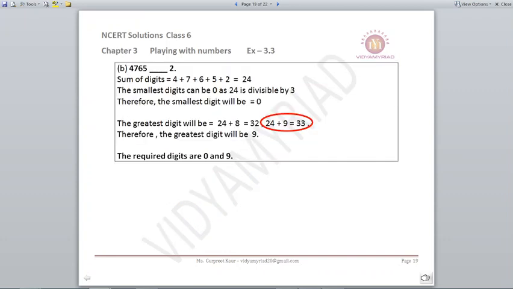For the next one, 4, 7, 6, 5, dash and 2. Add them together, it gives you 24. And you know 24 is already divisible by 3. So the digit can be 0 also over here. So the smallest digit will be 0. To find the greatest, let us add from a bigger number. 24 plus 8 gives you 32. 24 plus 9 is 33. And you know 33 is divisible by 3. So we can say that the required digits are 0 and 9 respectively.